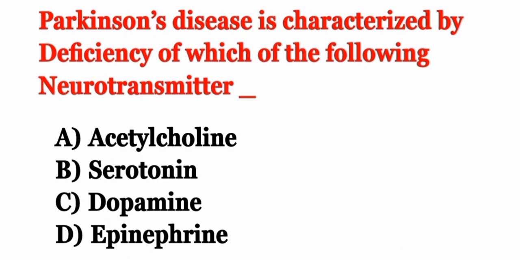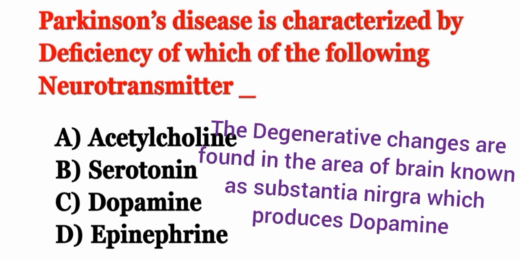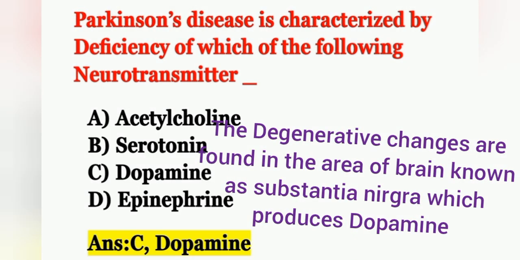First question, Parkinson's disease is characterized by deficiency of which of the following neurotransmitters? Options: option A acetylcholine, option B serotonin, option C dopamine, option D epinephrine. Which neurotransmitter deficiency occurs in Parkinson's disease? The correct answer is option C, it is dopamine.